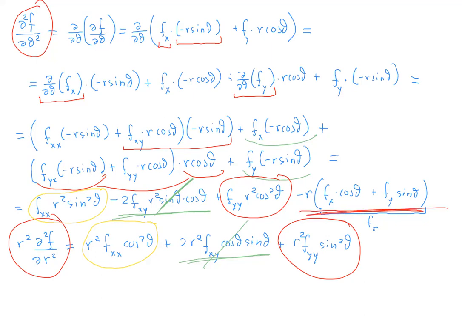So to make a long story short, if I take the partial of f with respect to theta twice, and I add to it r squared times the partial of f with respect to r twice, then what I will get is r squared f_xx plus r squared f_yy minus r times f sub r. Okay, and that's a little miraculous relation. Let's actually rewrite it on the other page in order to appreciate it.